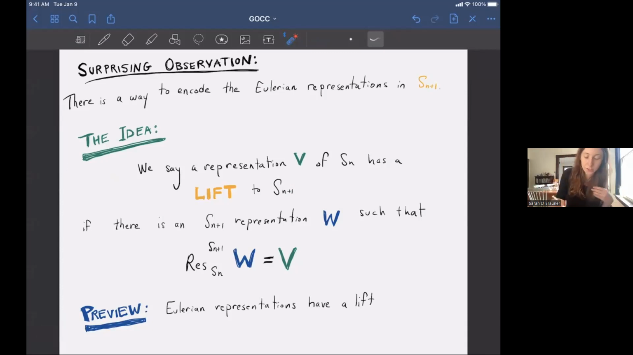But it turns out there's actually a way to encode these Eulerian representations in Sn+1. So to formalize that idea, I'm going to say that a representation V of Sn has a lift to Sn+1 if I have some Sn+1 representation, let's call it W, such that when I restrict from Sn+1 to Sn, I get exactly V. So the way that I think about this is like W has all of the information that V has, and then it has some additional information as well. So a preview of what I'm about to say is that these Eulerian representations that I just described to you have a lift to Sn+1.